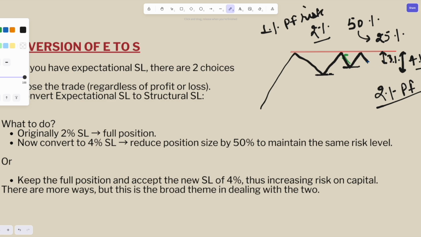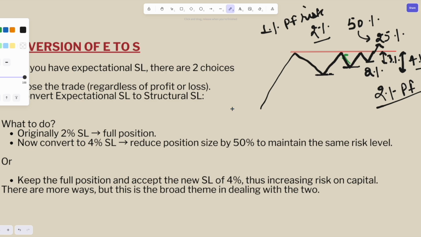Then again it does this. And now the structural SL has become similar to the expectational SL. Right? You can add more over here, however you wish to deal with that situation. And let's say the stock takes off. But there is something very crucial, which I will talk about in a bit. Once I show you a few examples, I will talk about something really important about this. But this is basically the conversion of expectational to structural.